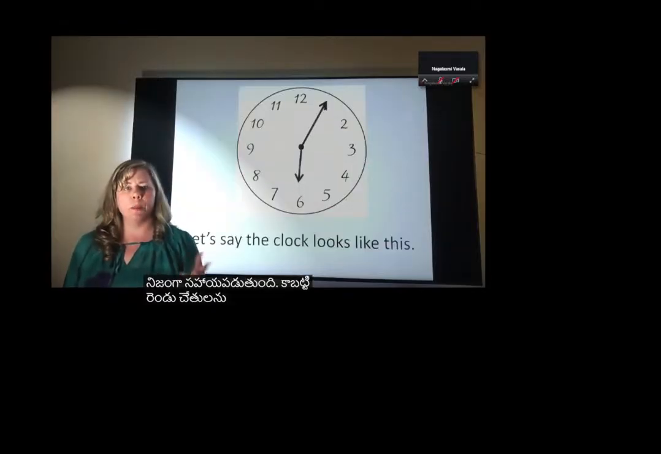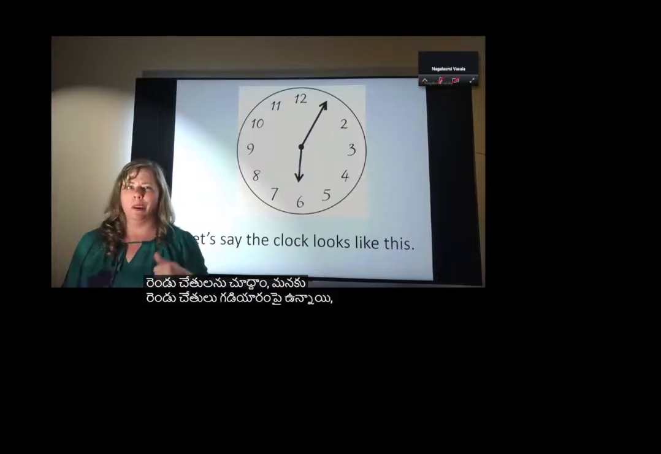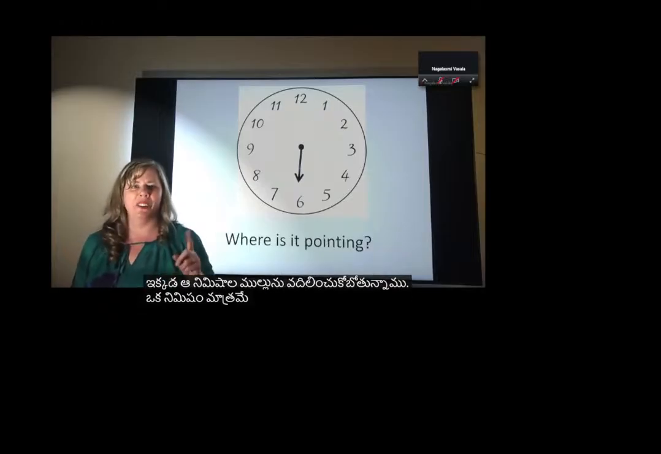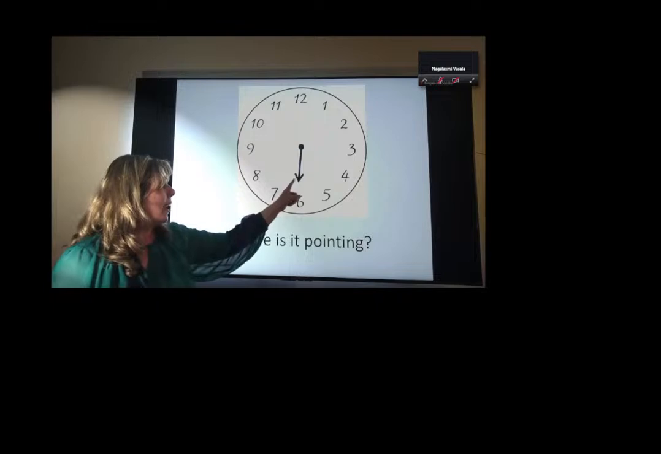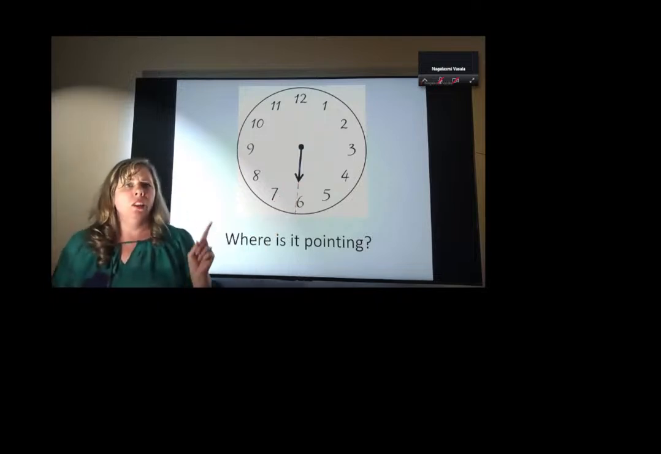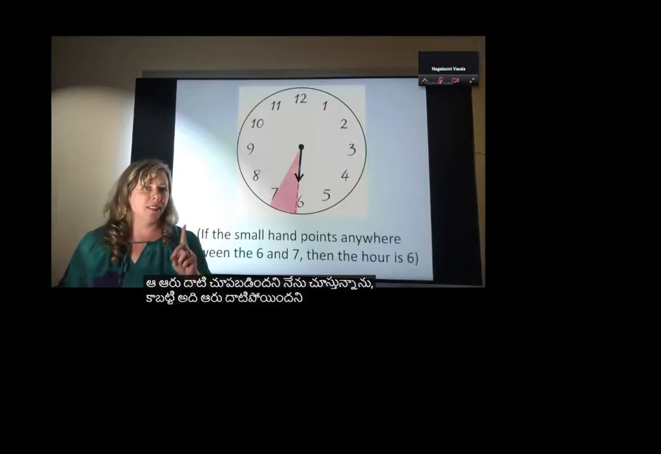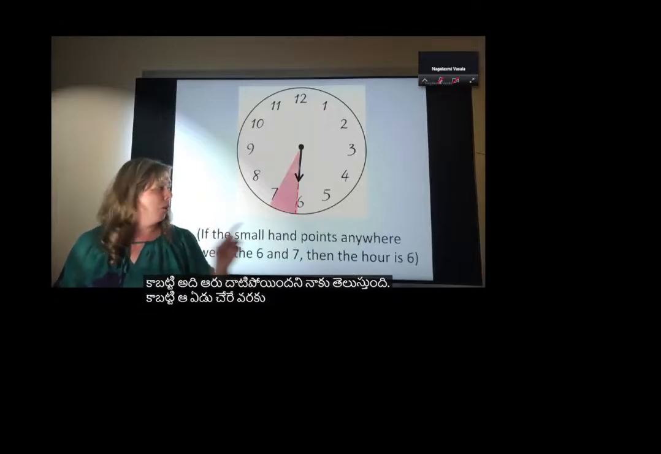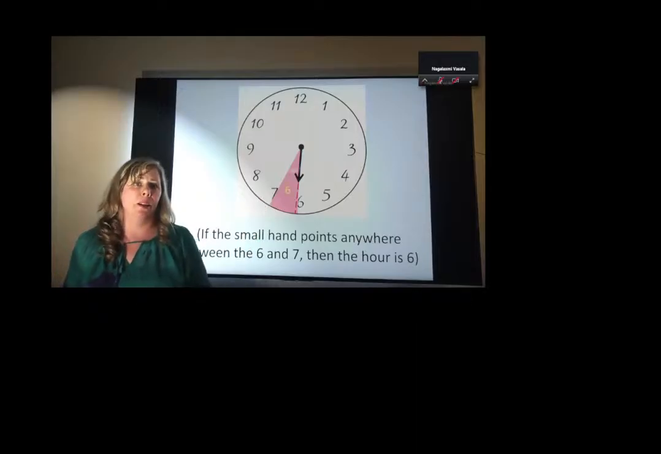All right, let's look at both hands. We have both hands on the clock. We're going to get rid of that minute hand here for just a minute and only look at the hour hand. I see the hour hand is pointed just past that 6. So that tells me it has passed the 6. So I know the hour until it reaches that 7 is going to be a 6 something.